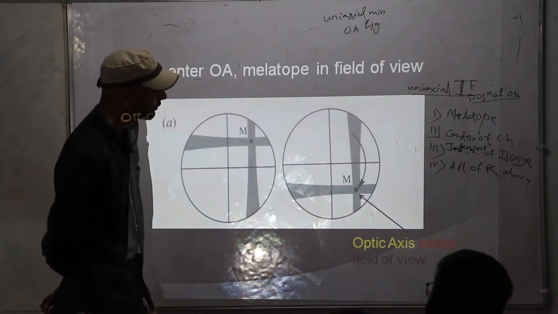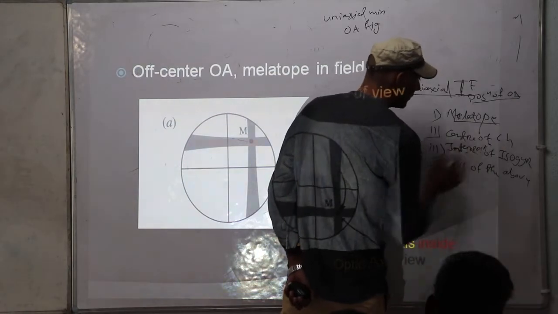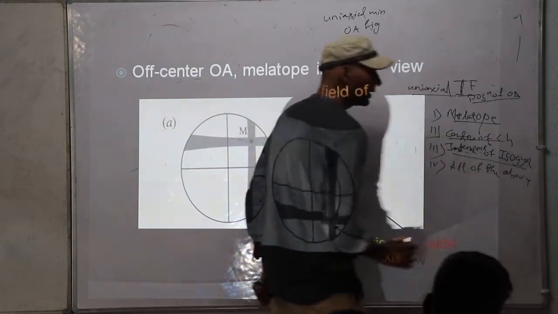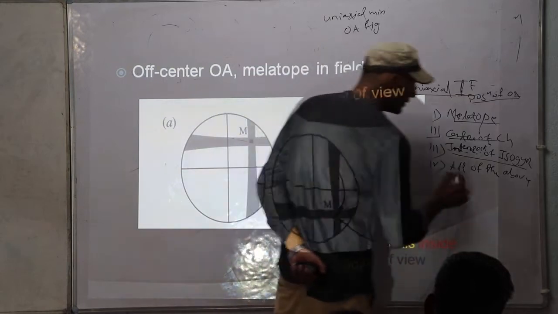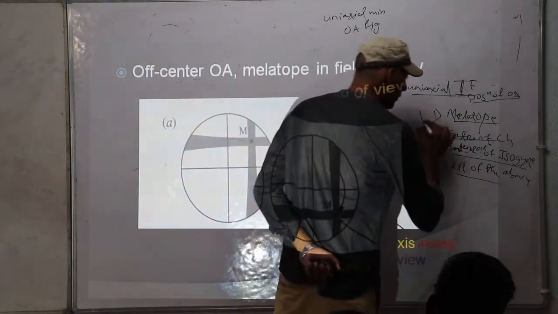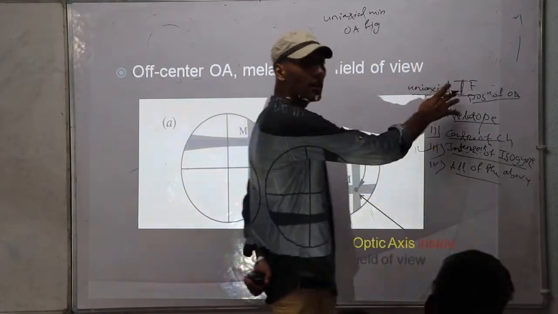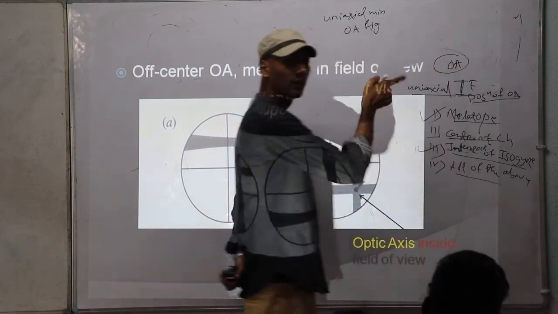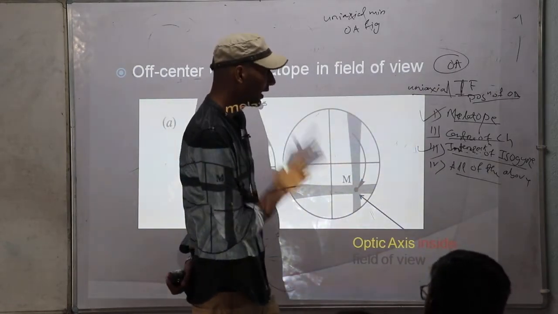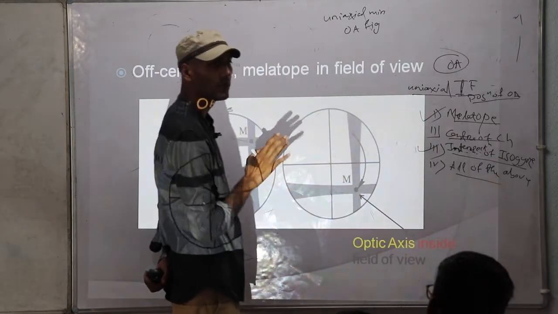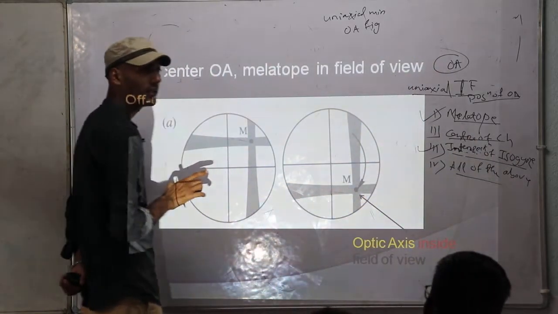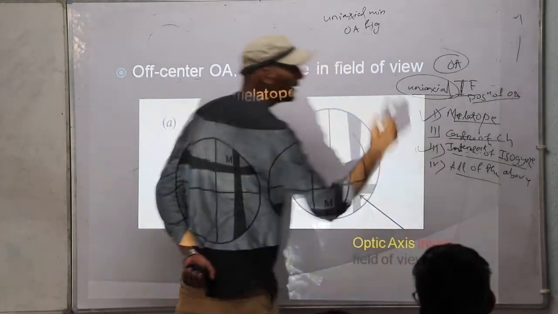First one is melatope, second one is center of crosshair, third one is intersection of isogyre, fourth one is all of the above. So which one will be the answer? The answer will be 1 and 3. Why? It is not mentioned here that it is a centered optic axis figure, so it can be off-centered. The melatope will denote the position of the optic axis, no doubt. The intersection of isogyre can also show the position of the optic axis if it is mentioned here as uniaxial.